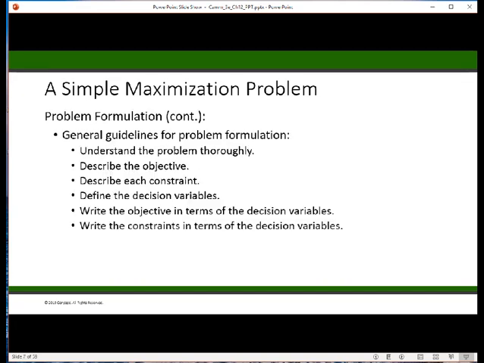And the general process we're going to go through is we work with our customer to understand the problem thoroughly. We describe our objective function like we did in that spreadsheet. We describe each constraint, which we did, hours available for the various tasks, and the decision variables. Oftentimes the decision variables are going to be quantities. You're going to vary a quantity to see how you're going to optimize something, maximize or minimize. Then we write our objective function in terms of the decision variables, and likewise the constraints in terms of the decision variables as well.